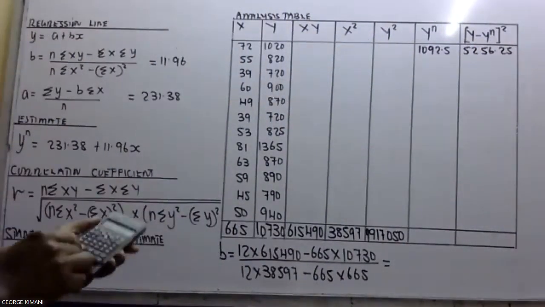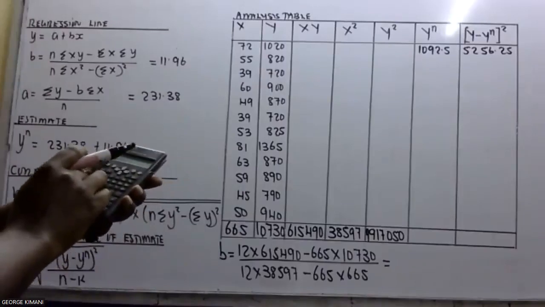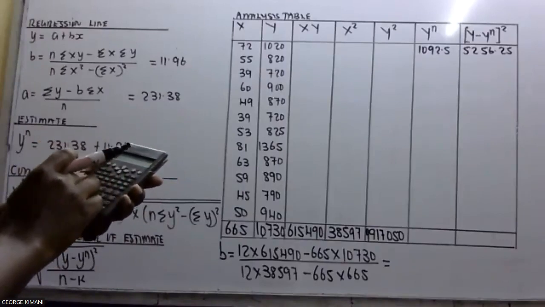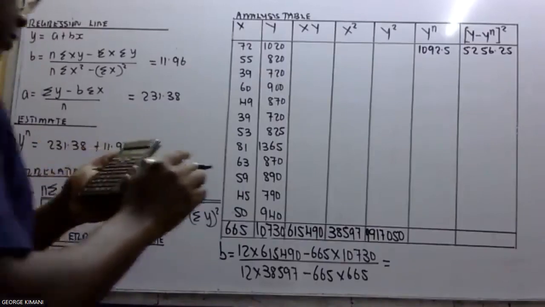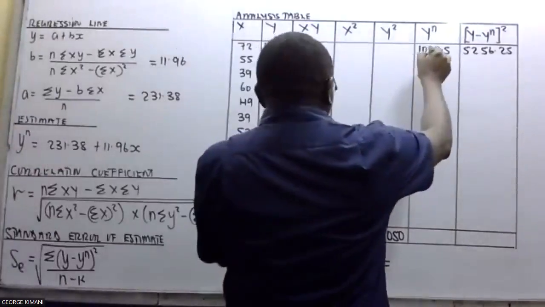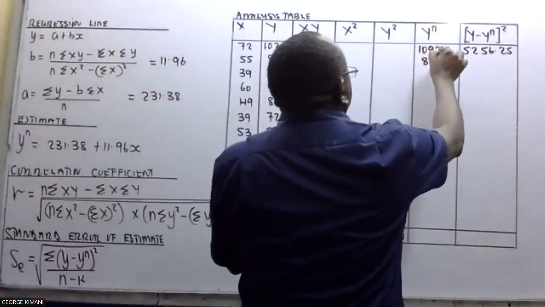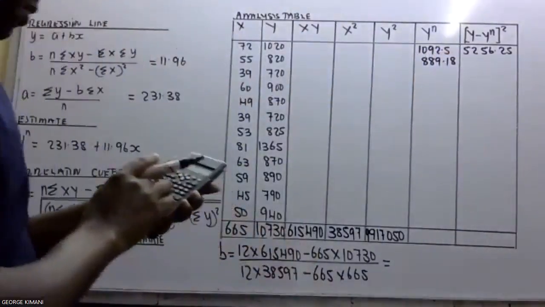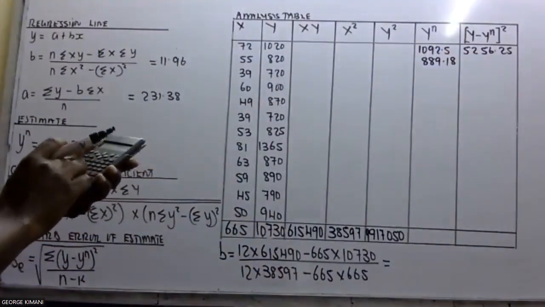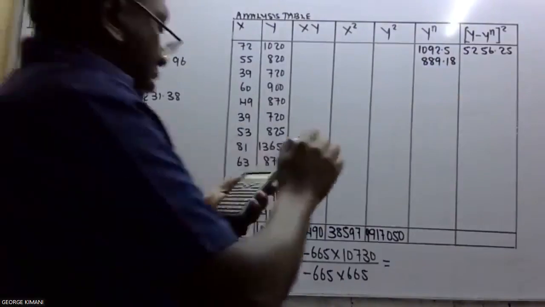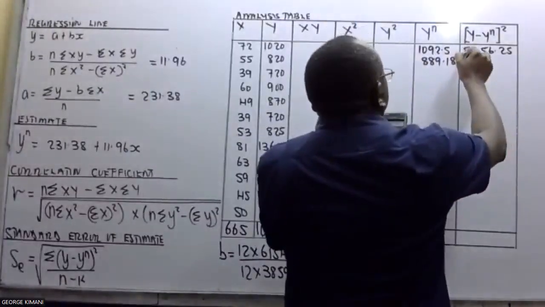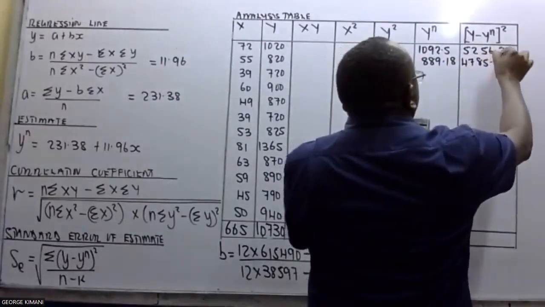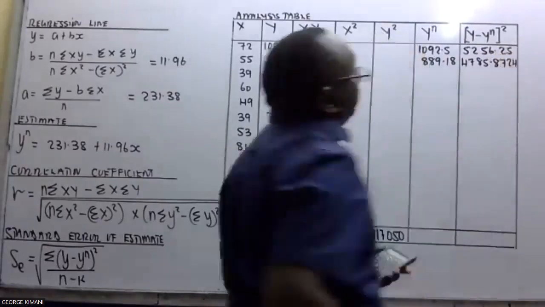Let's come to the second one. Same: 231.38 plus 11.96 times 55 equals 889.18. Then 820 minus the answer equals, you square. I'm getting 4785.8724.